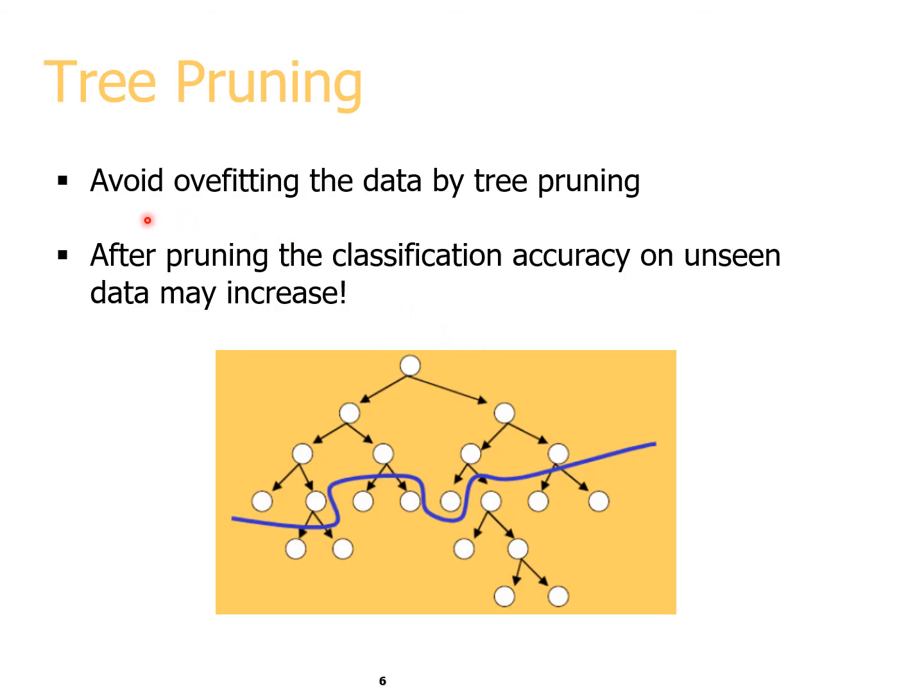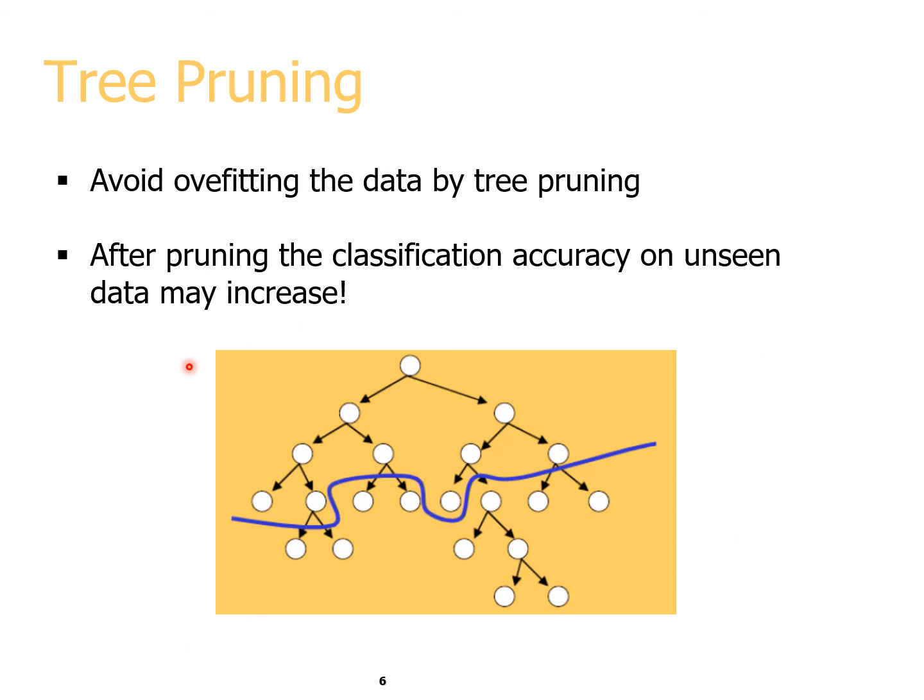So we avoid the overfitting problem in decision trees by pruning. After pruning is done, the decision tree becomes smaller. The classification accuracy of the smaller decision tree on test data may go up, may increase. As I said, because of Occam's razor, a smaller decision tree shows better performance on test data in the future.